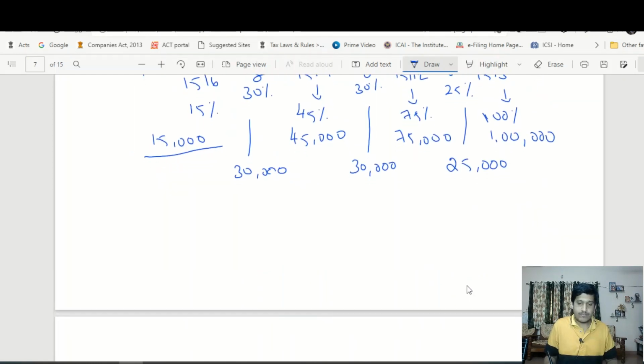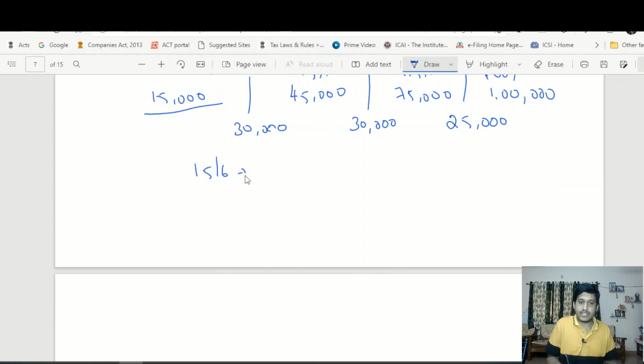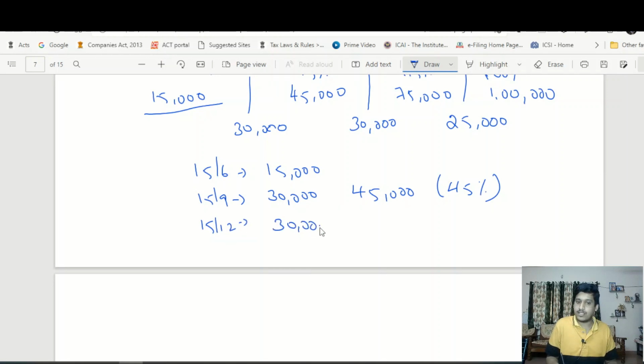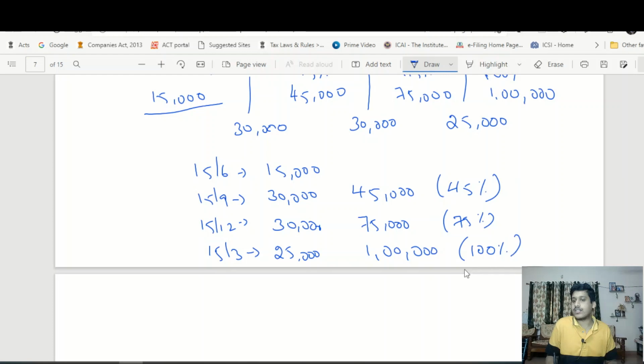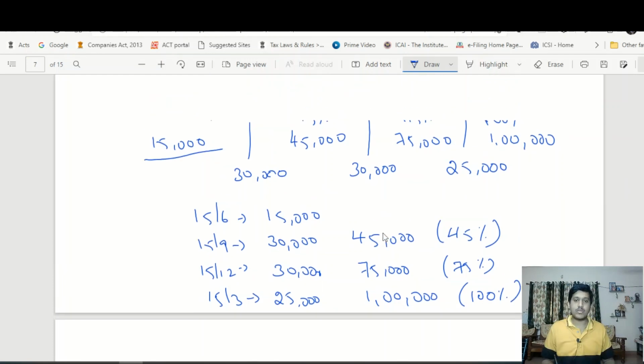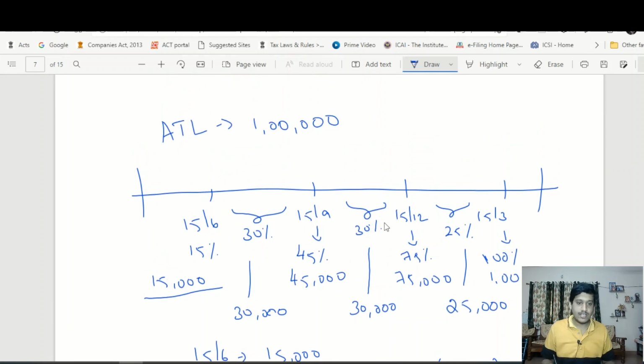So if we put it in a tabular form, 15th of June, 15%, which is 15,000. 15th of September, you remitted 30,000, which makes it total of 45,000, which is nothing but 45%. 15th of December, you paid 30,000. In total, you have paid during the financial year 75,000, which is 75%. And 15th of March, you have paid 25,000, which makes it 1 lakh in total, which is nothing but 100% of your advance tax liability. This is how you have to discharge your advance tax liability on different due dates.